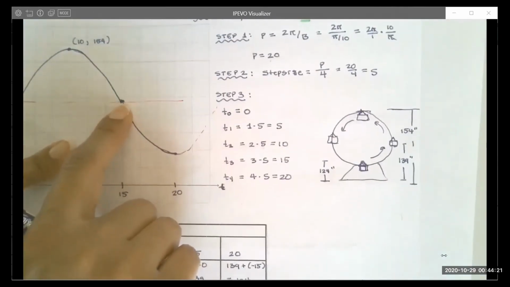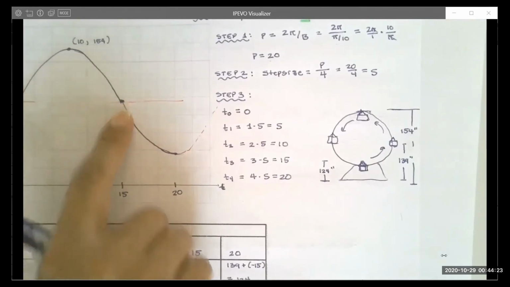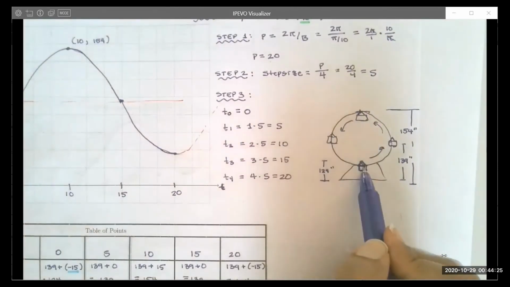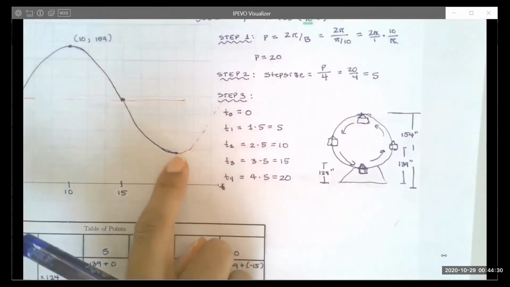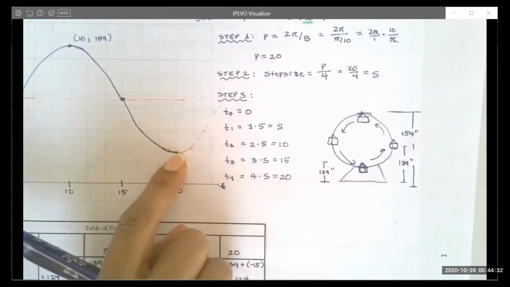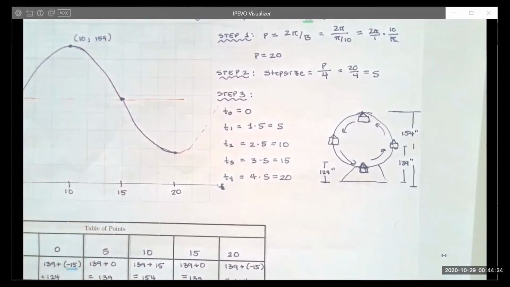We're at height 139, and then once you've made it all the way back down to where you first boarded, we're again at a height of 124 inches. Okay.